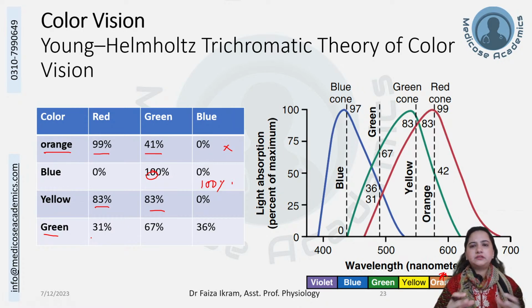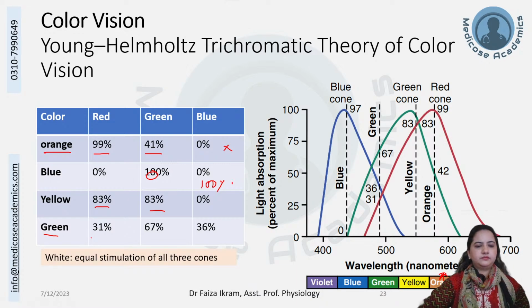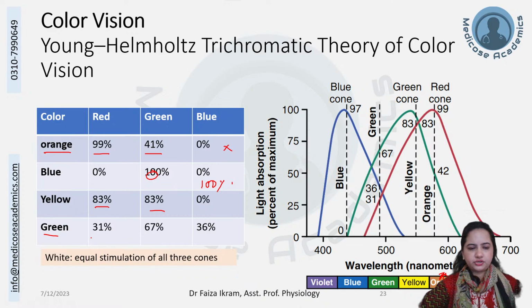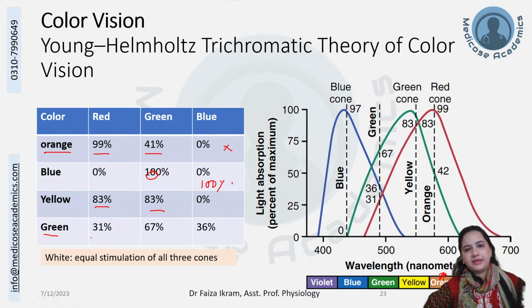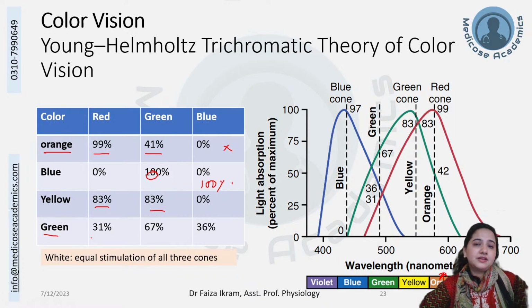And if all the three cones are collectively stimulated in equal proportions, white color can be perceived. Equal stimulation of all three cones. There is another interesting phenomenon, black color. Black color is actually a color. It's not the absence of color, because blind people don't see the black color. Actually, they see nothing.